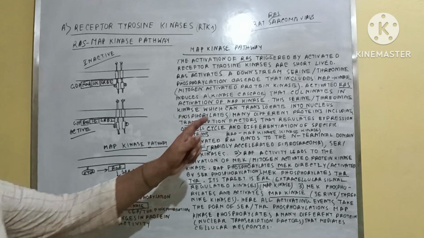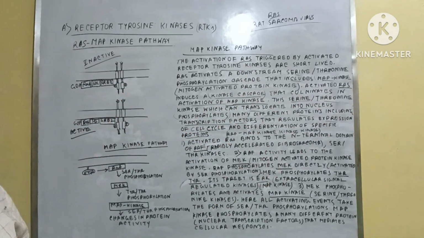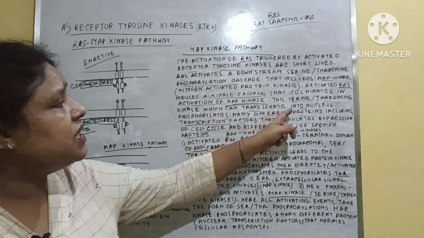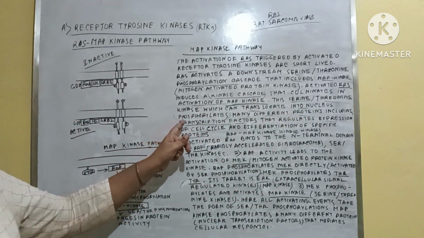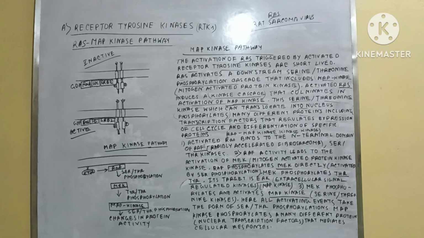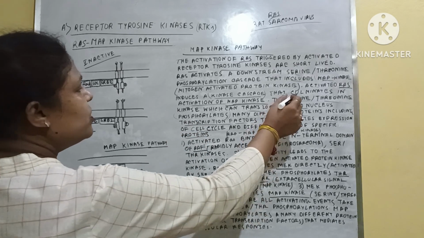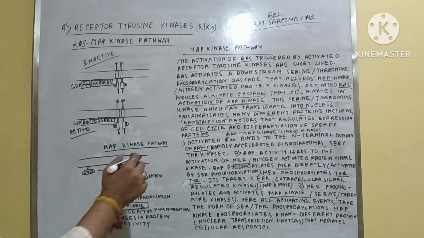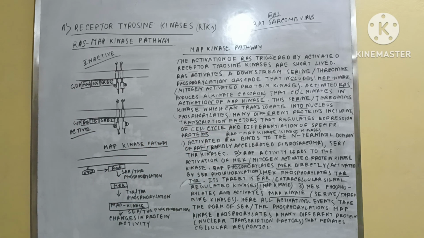What is it saying? This serine and threonine kinase helps in the phosphorylation process of different proteins that regulate the cell cycle process. Okay, and the proteins including what? Transcription factors. Clear? And that regulates the cell cycle expression or the differentiation of any specific proteins is possible. So here serine threonine kinase, RAS and MAP kinase all are linked with each other.